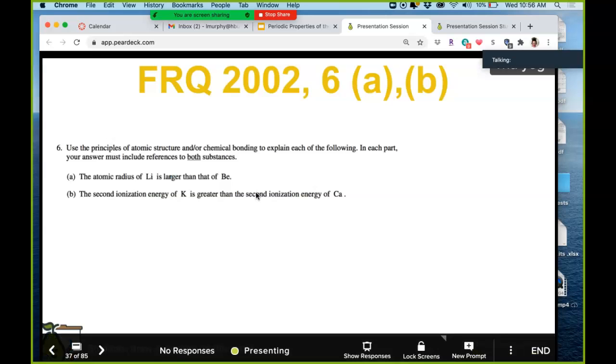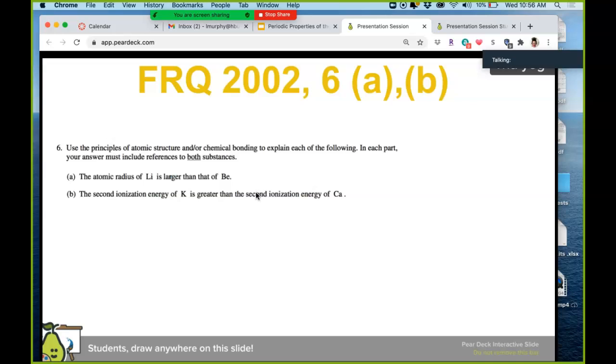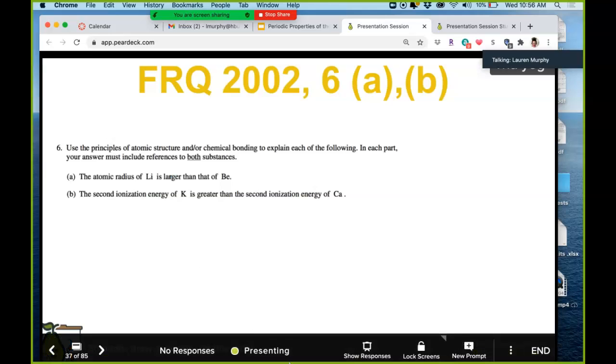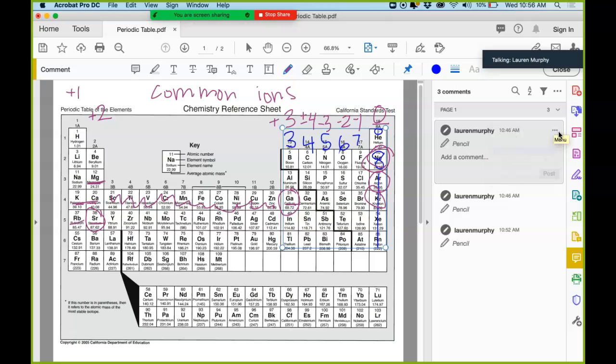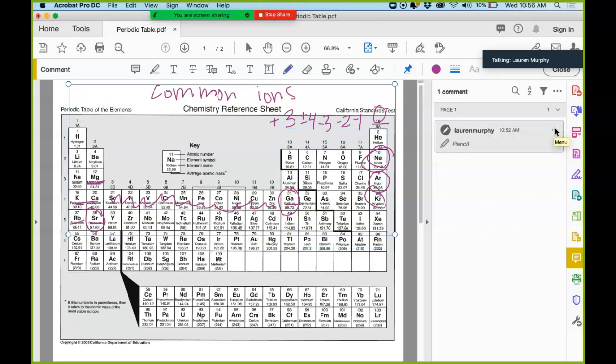So speaking of this, let's do A and B. It says using principles of atomic structure, explain these statements, and you have to include both substances. So A says the atomic radius of lithium is bigger than that of beryllium. So you go to your periodic table, you find lithium, you have beryllium. Okay, they're both in the same period. So why is lithium bigger than beryllium?